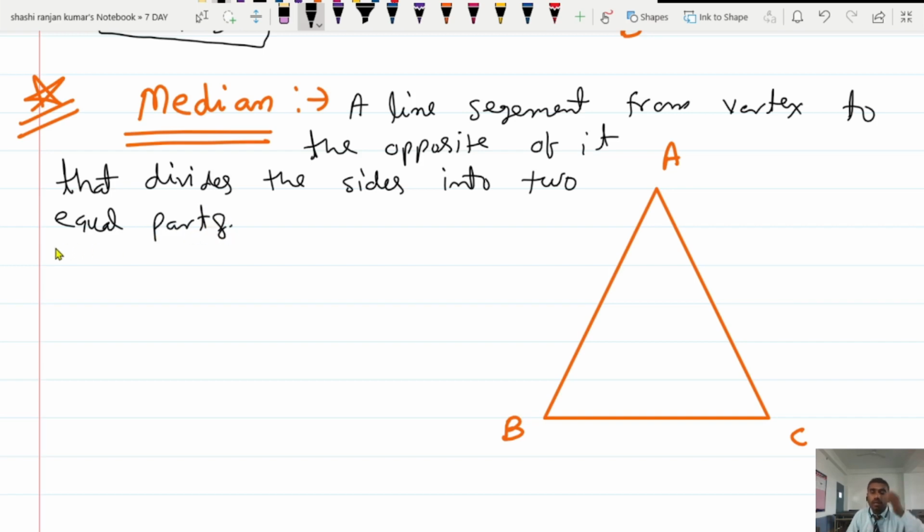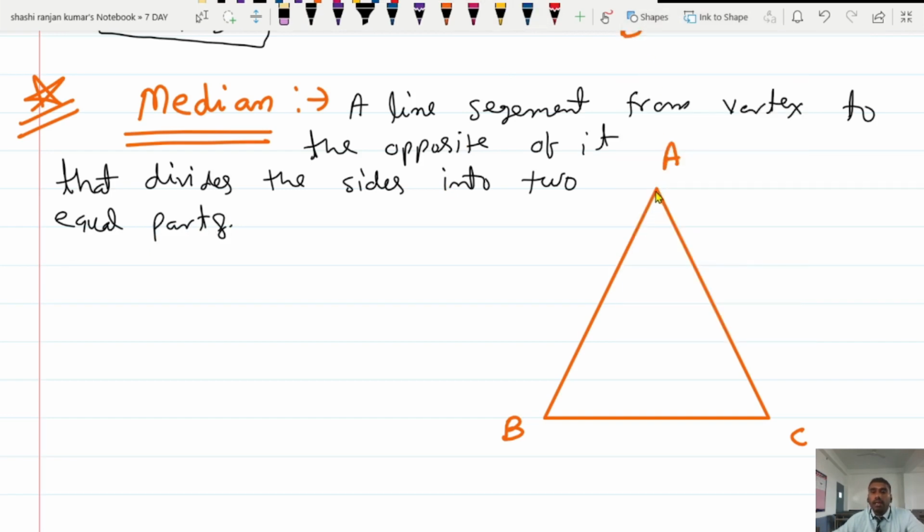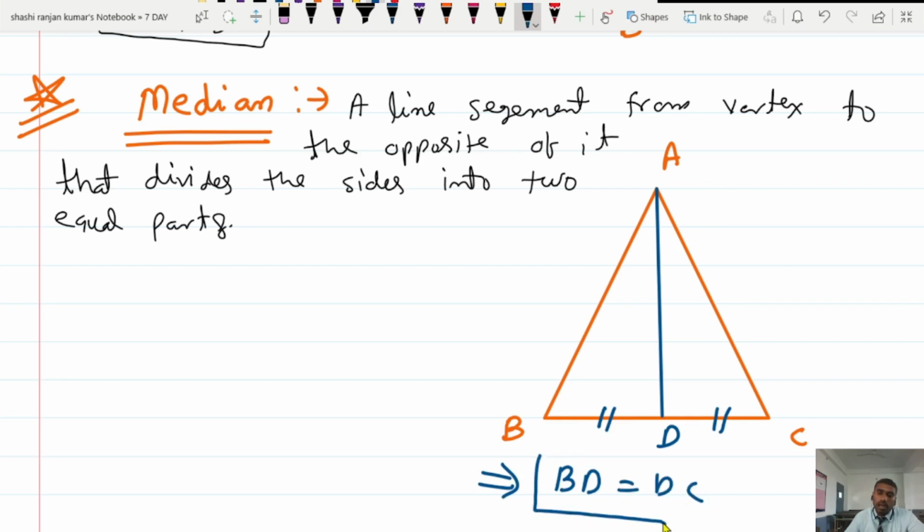So that is known as the median. Let us suppose here if we take an example. If I take a line from point A dividing BC into two equal parts, let us suppose this is the point D we have taken, and D is such that these two lengths are the same. So BD is equal to DC. If these two lengths are the same, this is known as the median, one of the medians of this triangle.